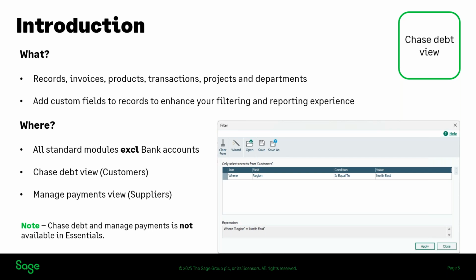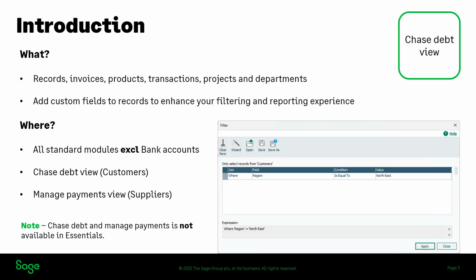So you might be wondering, well, what can I filter? You can filter records, so that could be your customers, your suppliers. You could filter your invoices, your credit notes. You've got your sales orders and things like that, products, transactions, projects, departments.